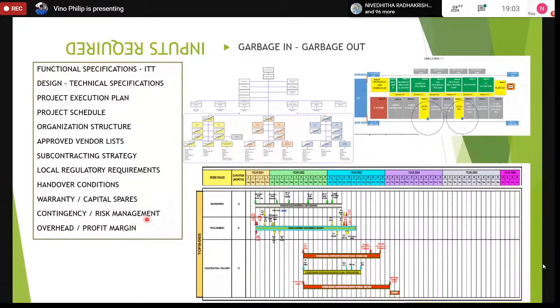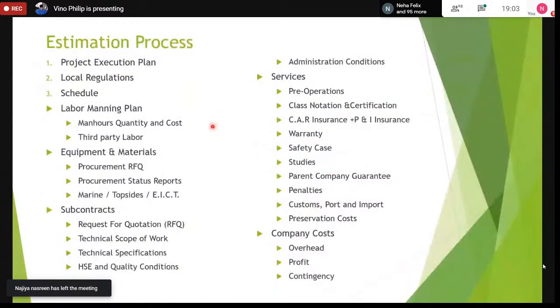Then we have risk management, like I mentioned, to calculate the contingency required. And then we have the company required overhead, which are indirect costs and the profit margin. So these are the main things that happen when we start to make the inputs required. Once the inputs are received, the project execution plan is received, the local regulations are understood, and we have all these studies in place to understand how much we need to comply with. We create the schedule based on these constraints.